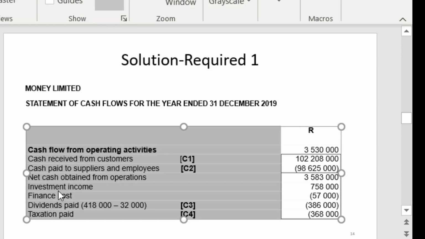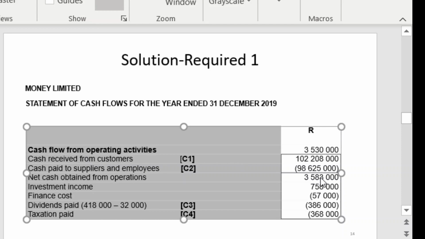We also need to disclose investment income, finance cost, calculate dividends paid, and taxation paid. In the next slides, we'll be doing this calculation. But as I've indicated, one of the techniques that you can use is first to put the structure or the outline in place, so that when you go and do the calculations, which we're going to look at in the next slide, you then just transfer the amount.